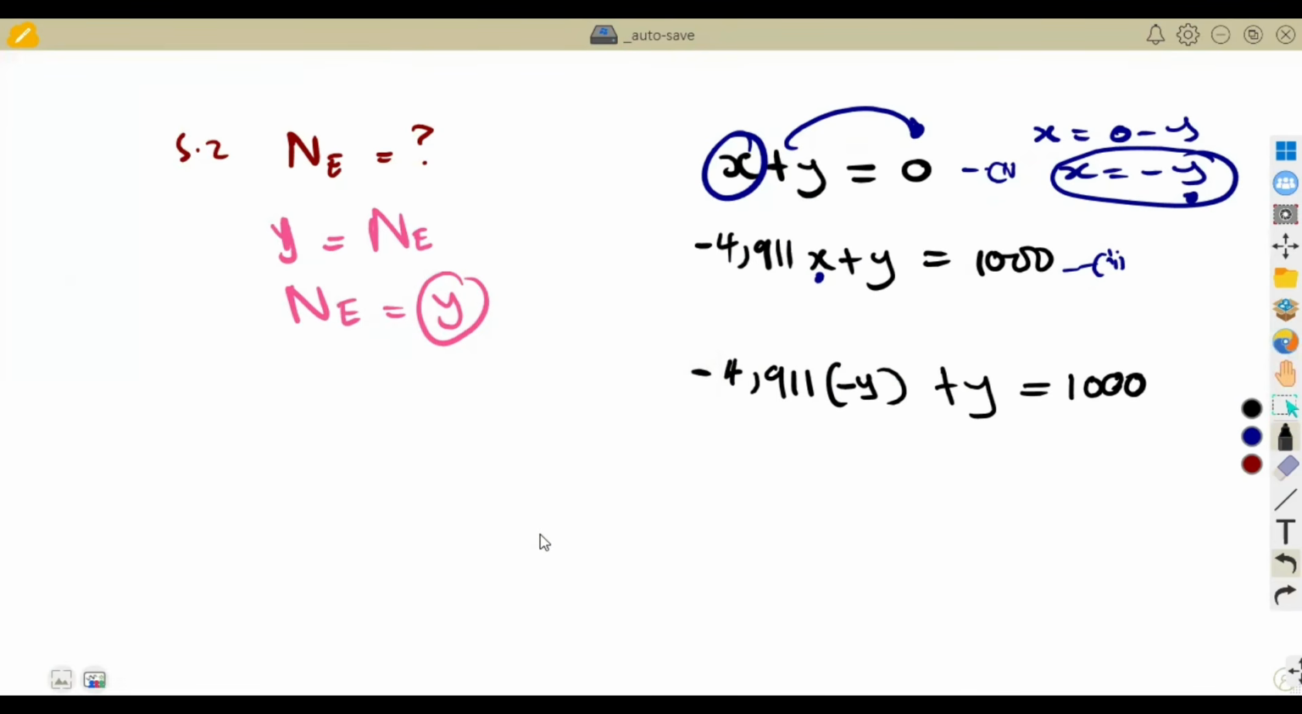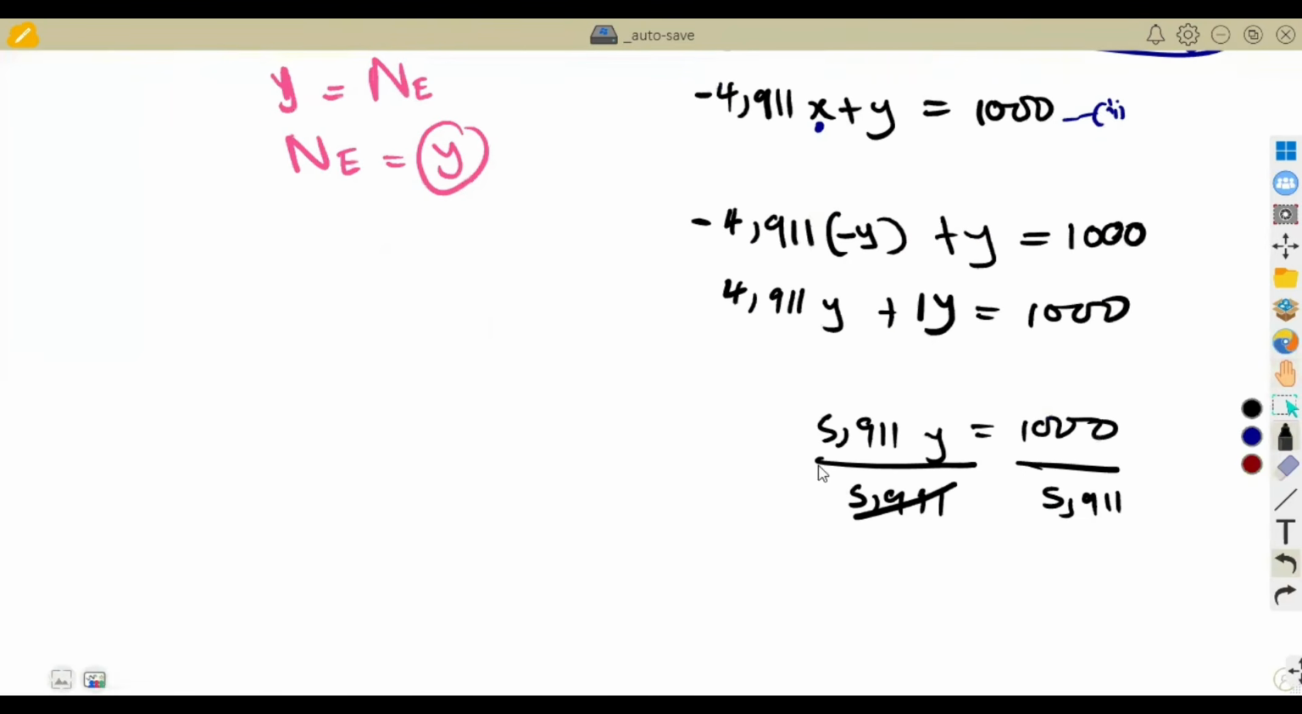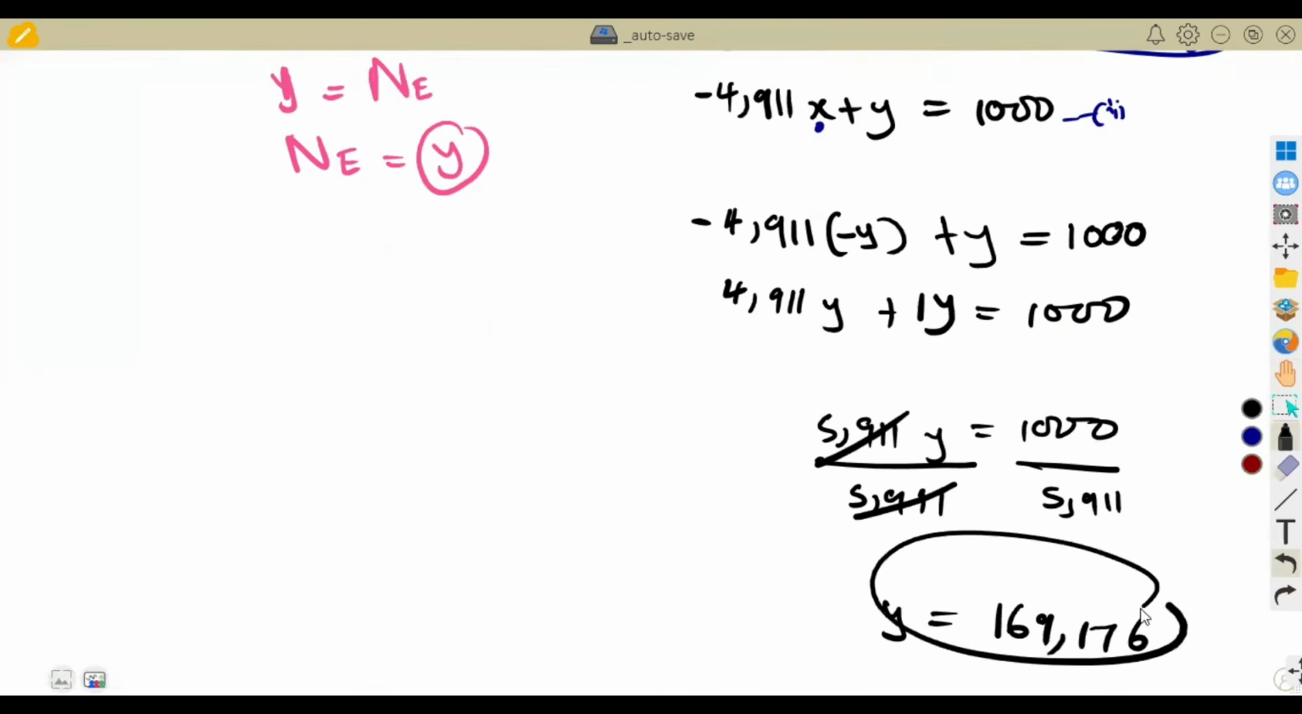All right. So this is you guys again with your mathematical calculations. This will be a positive here. If you multiply negative by negative, that will be 4,911y plus y is equal to 1,000. That's a 1. So if we add, this will be 5,911y is equal to 1,000. If we divide by 5,911, we obtain the value of y. So in this case, y is going to give us 169,176, and that's a positive value.